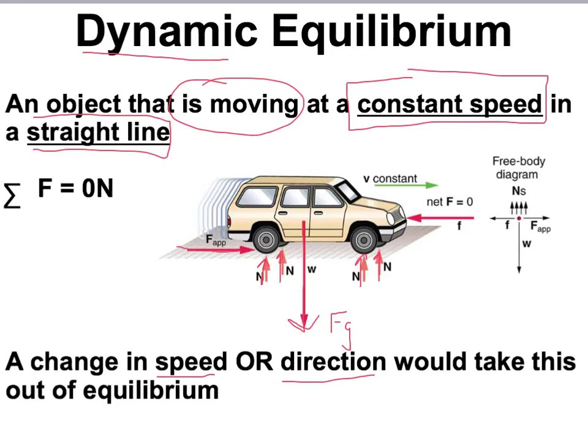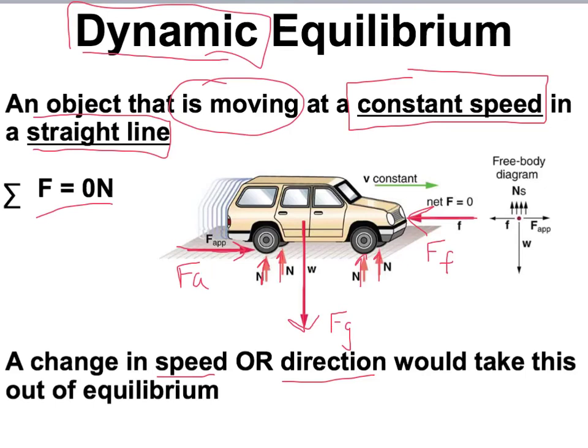Now there's an applied force from the engine, from the motor, pushing the car forward. But that's balanced by this force pushing the car back, and that's going to be the force of friction. So what you have here is all of these forces canceling each other out, but still the car is moving. Since all the forces cancel each other out, the net force is 0 newtons. Since the object is moving, it's in dynamic equilibrium.